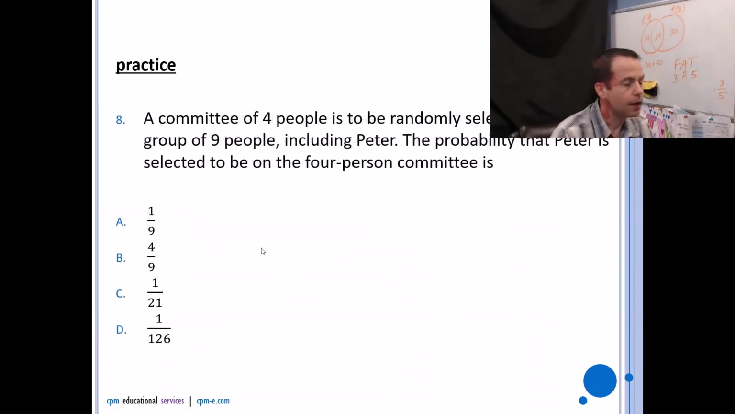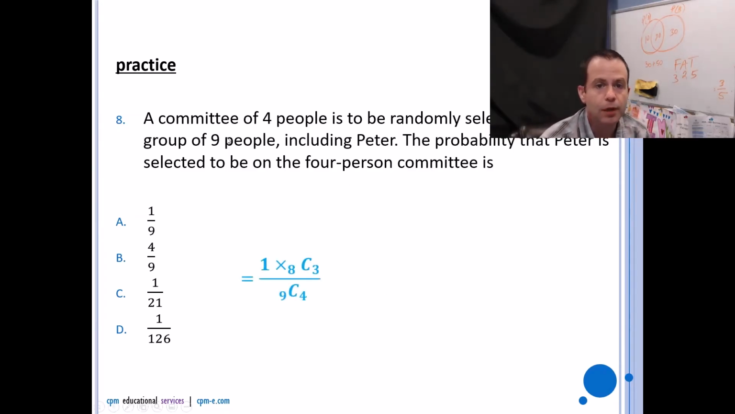Okay, a committee of 4 people is to be randomly selected from a group of 9 people, including Peter. The probability that Peter is selected to be on the 4-person committee. Well, in order to select Peter, you have to get him. This becomes a combinatorics question embedded in probability. There's 1 Peter in the pile, so I need to take Peter. There's one way to do that. But now I need to get 3 other people, and there's 8 people to select from. So that would be 8 choose 3.